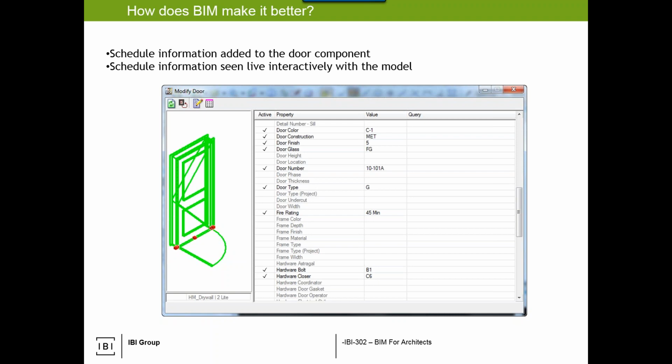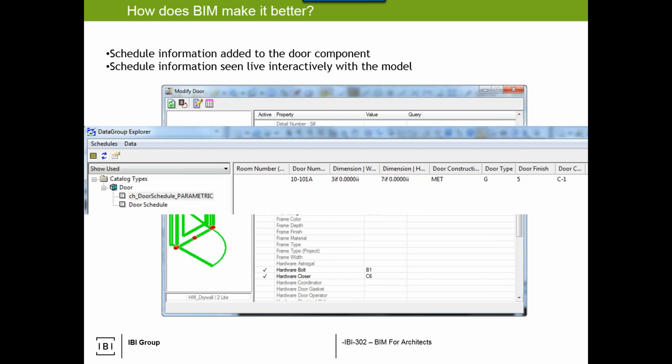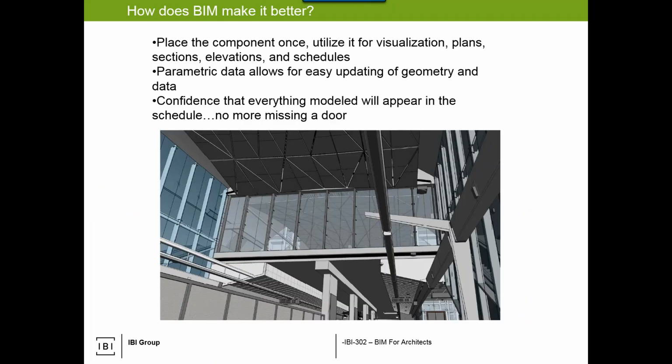Some of it could come automatically from the families if it's built in. If it's all just parameters or data fields specific to the object, it's keyed in upon placement or thereafter once you've designed the buildings, and you can generate schedules accordingly. The more this gets automated, the easier it is. So component once, utilize it for the basis for visualization in your plan, section, elevation, schedules. The data allows for updating of geometry plus data, and you have confidence that everything that you've modeled will be scheduled.